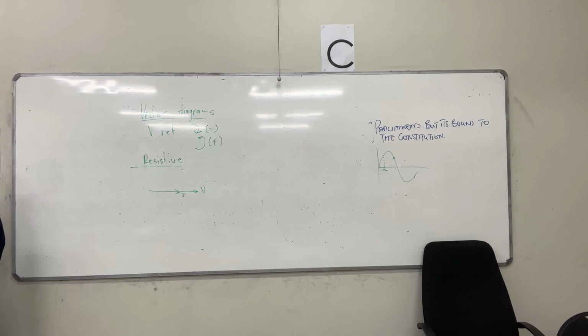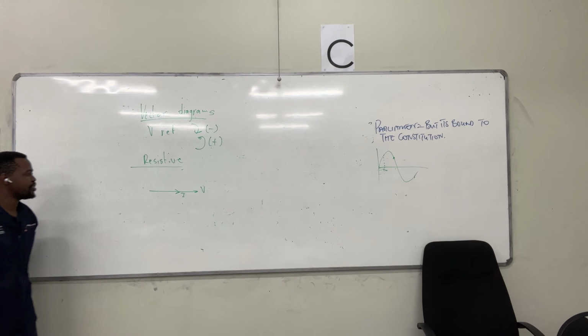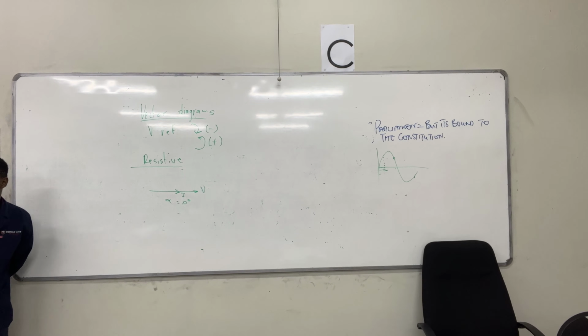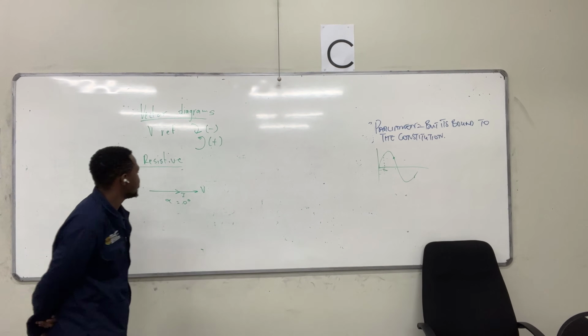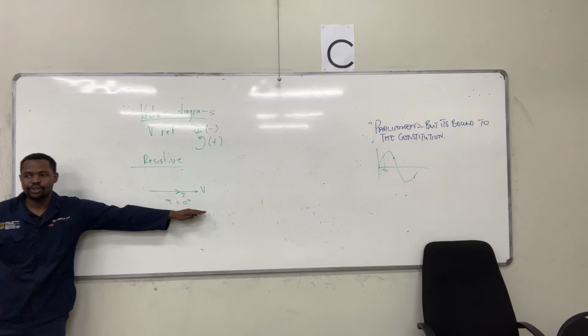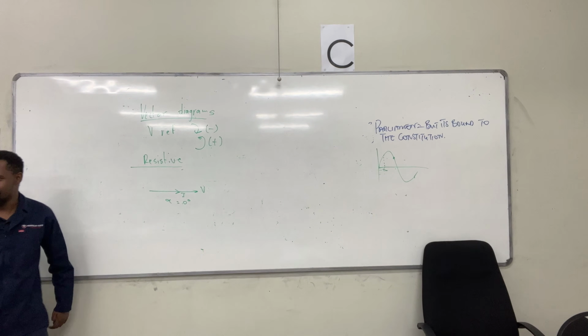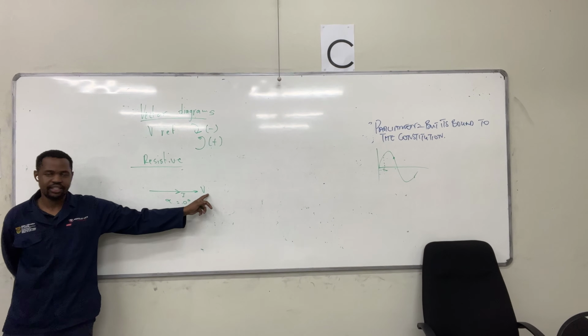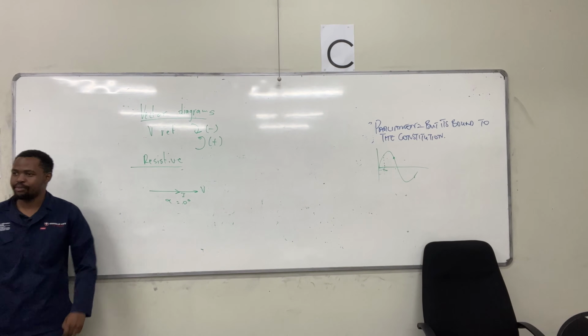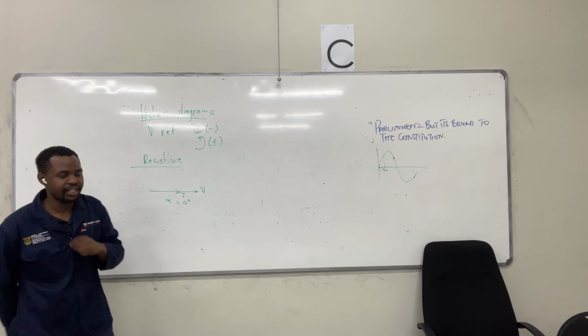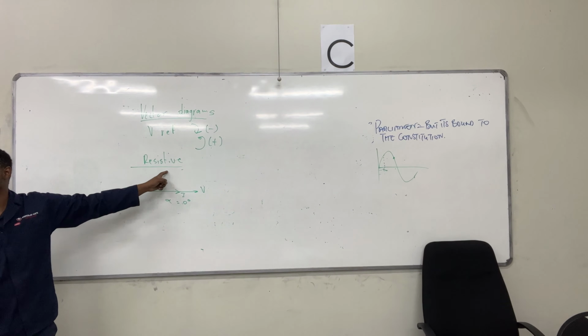There's no phase shift, the phase angle between them is zero. Okay? The current is in phase with the voltage when you analyze this by looking at it. I'm referencing the voltage. That is in a resistive circuit.